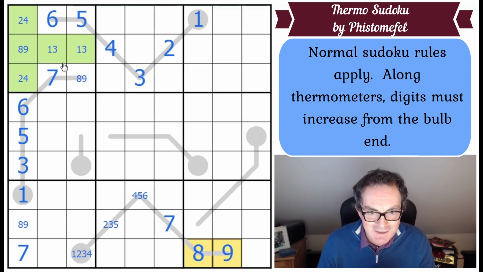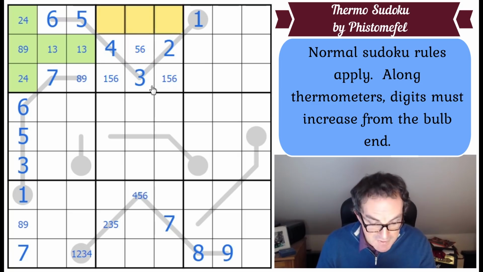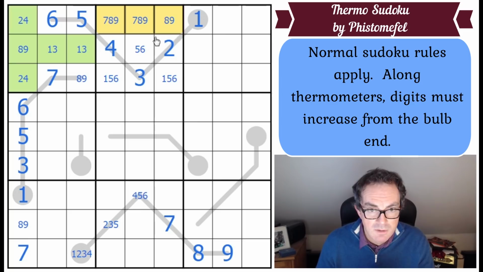We've got 1, 5, 6 there, so by this logic we've been doing, we know those 3 squares are 1, 5 and 6. I mean, it's just basic Sudoku now. These squares are 7, 8 and 9. That's not 7, look. These squares are 2, 3 and 4 to complete the row. There must be a 3 in one of them because there's no 3 here.